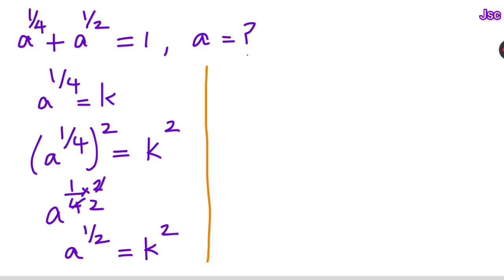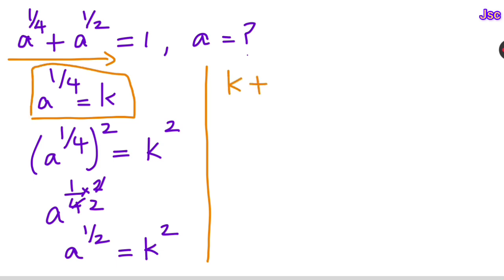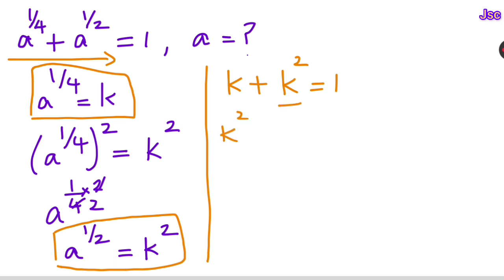Now substitute these values in our original expression. A raised to power 1 over 4 we consider as k. So let me write the first term as k plus a raised to power 1 over 2. After squaring both sides we got a raised to power 1 over 2 as k power 2. So instead of a power 1 by 2 we can write k power 2 that is equal to 1. We convert it into a quadratic equation, isn't it? So this is k power 2 plus k minus 1 that is equal to 0. It is a quadratic equation, so it is so easy to find the k value, isn't it?